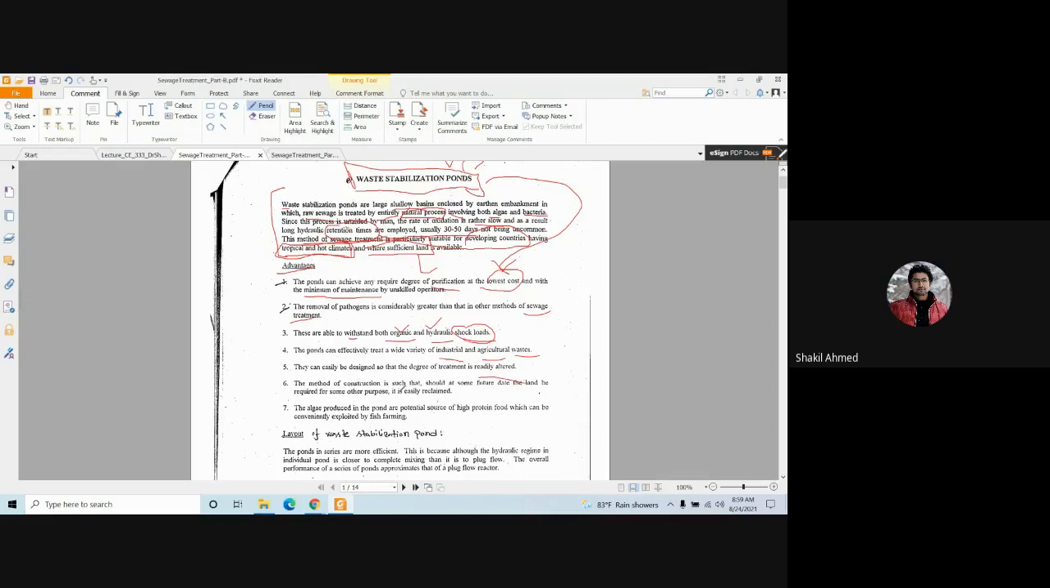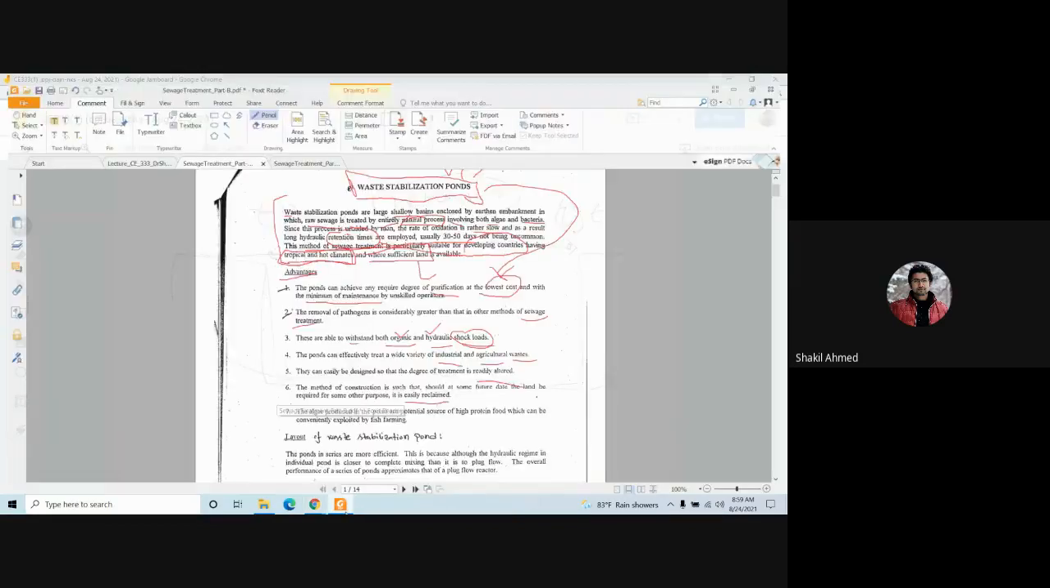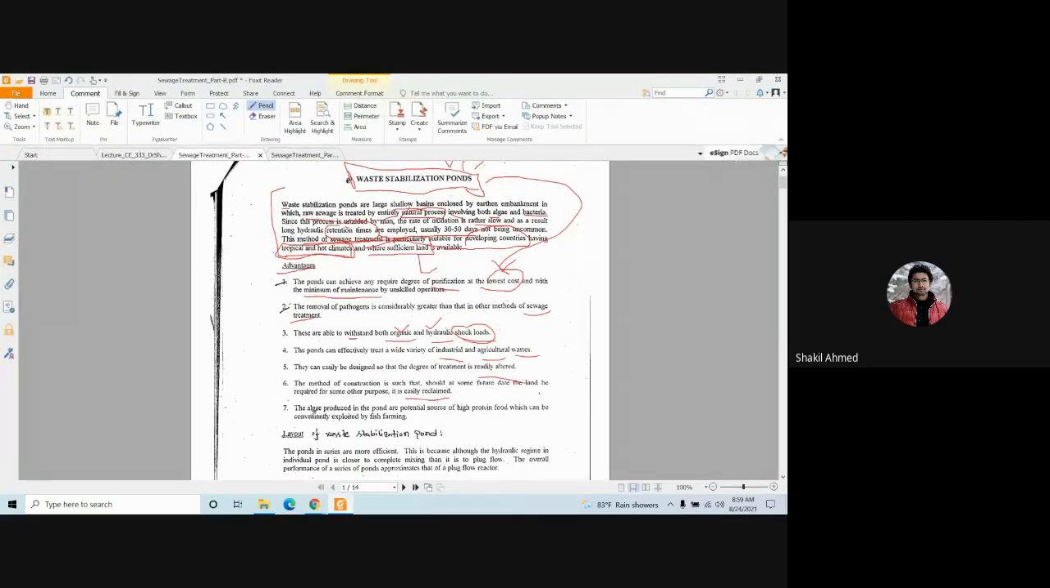The method of construction is such that should at some future date the land be required for some other purpose, it is easily reclaimed. That means this land can be designed accordingly for other purposes. Once the needs of the waste stabilization pond are met, the algae produced in the pond are a potential source of high protein food which can be conveniently exploited by fish farming.